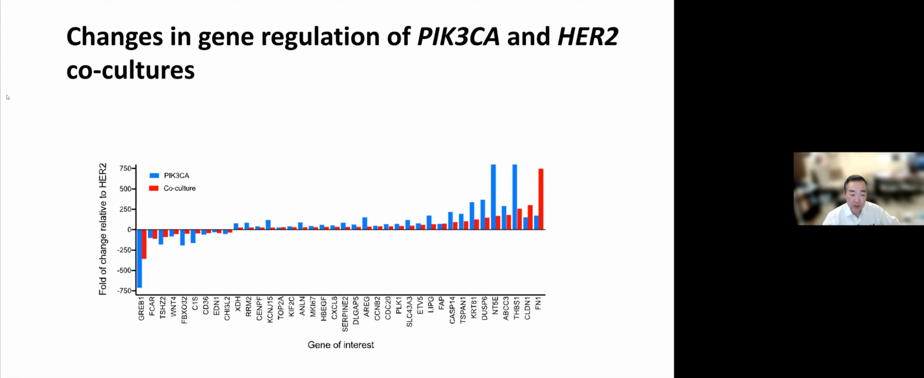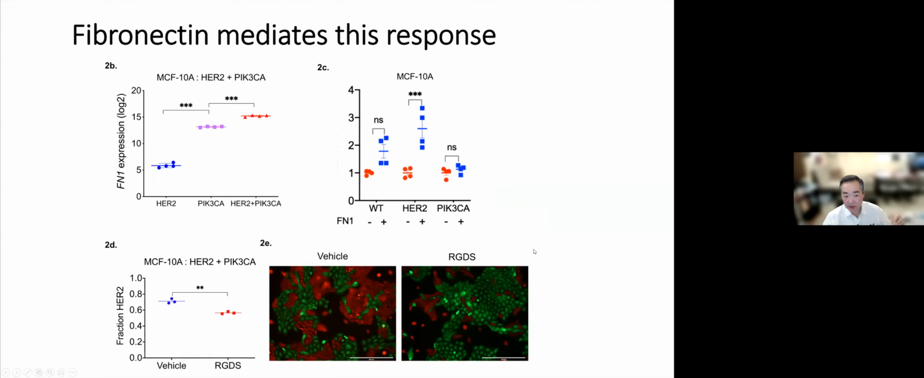We had worked with Carlos Arteaga's group a number of years ago and published a paper that 10A cells and PIK3CA may make more fibronectin, or at least it seemed to make more fibronectin. So we thought that was a very interesting finding, and it felt good that we could reproduce our own data, but this was something also that we saw in the co-culture. If you look at this plot, in fact if you measured fibronectin in the co-culture, so this is both PIK3CA and HER2, and you have to remember that these guys now are predominantly HER2, you see a lot of fibronectin expression. And that was really interesting to us.